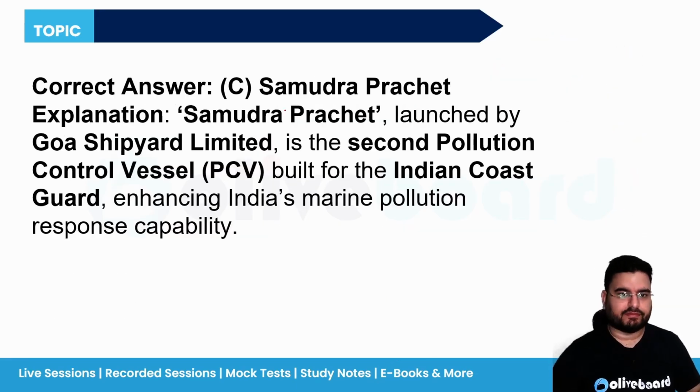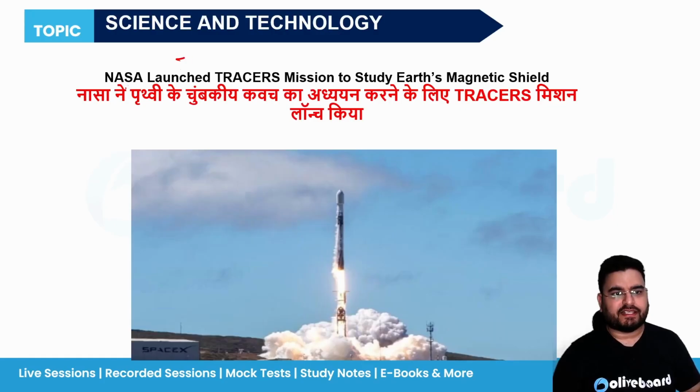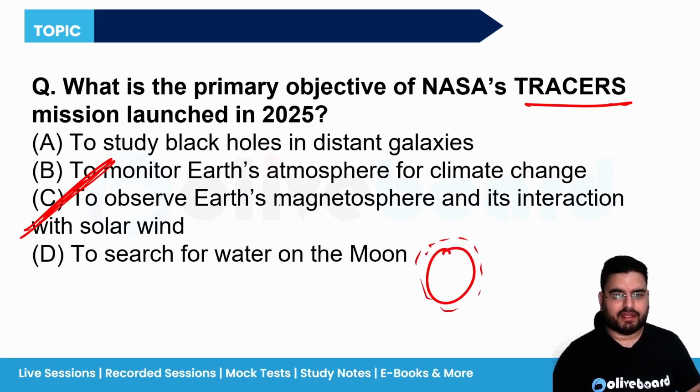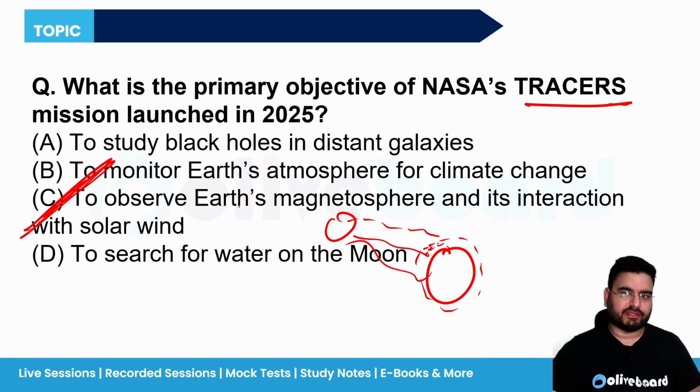Chalo, very good. Next is NASA, science and tech related. NASA launches Tracers mission to study Earth's magnetic field. Okay, so what is the objective of the NASA's Tracers mission, which is going to be launched in 2025? To observe Earth's magnetosphere. Hai na? C is the correct answer. See, Earth has a magnetic field surrounding it, and whenever the solar rays interact with this magnetic field, there are certain changes. So to study those changes, they have launched the Tracers mission.